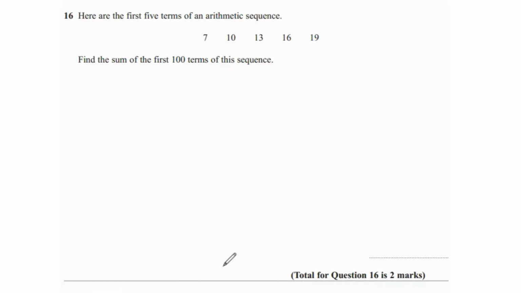The next question says here are the first 5 terms of an arithmetic sequence. The numbers are 7, 10, 13, 16, and 19. We have to find the sum of the first 100 terms of the sequence. So we'll use the sum formula which is given in the formula sheet. Sum of first n terms is n over 2 times 2a plus n minus 1 times d.